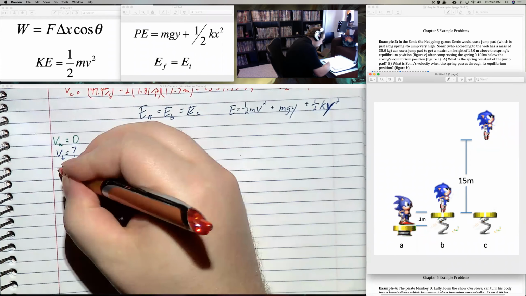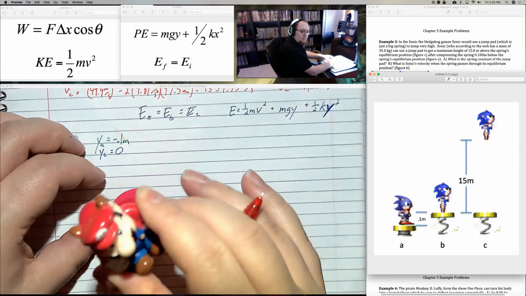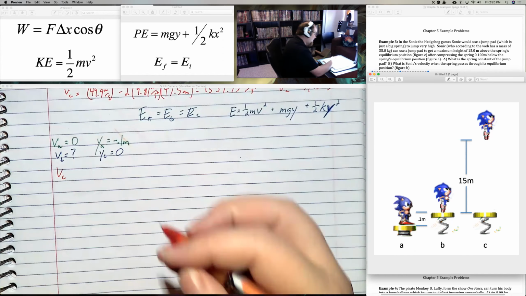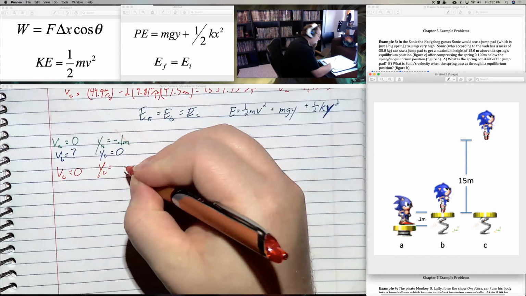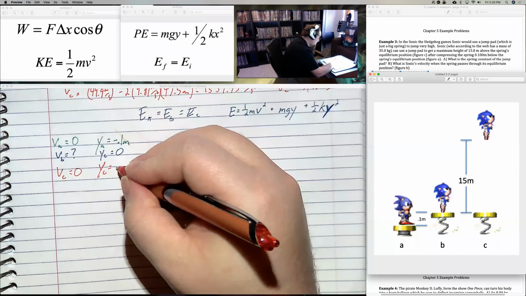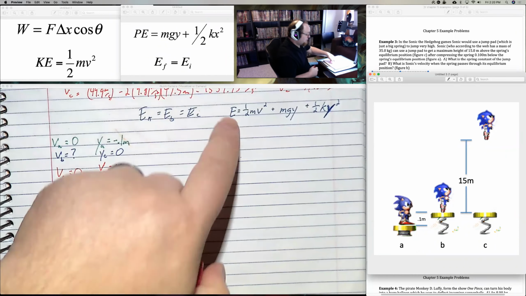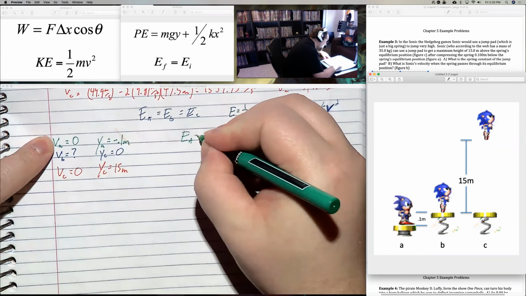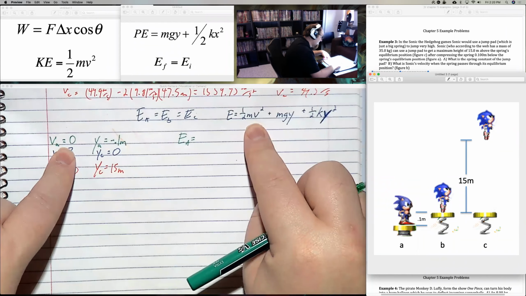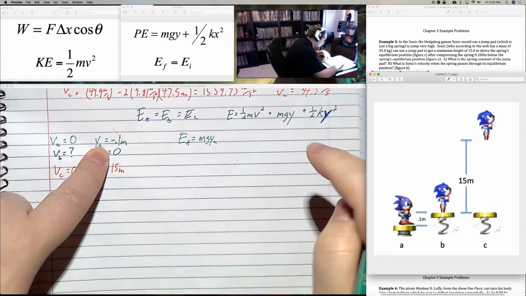At C, C is my highest point, and that's when he's in between going up and going down. At my highest point, I always know my velocity is 0. And at C, I have some height. They say he goes 15 meters up. And what I'm going to do is use these terms and plug them into this equation for A, B, and C. I'll say my energy at A is 1/2 mv squared, but v is 0, plus mgy plus 1/2 ky squared.